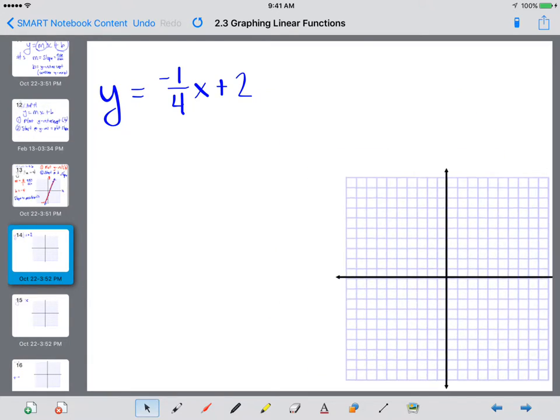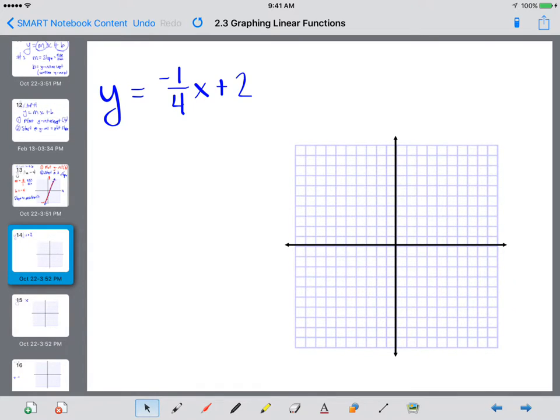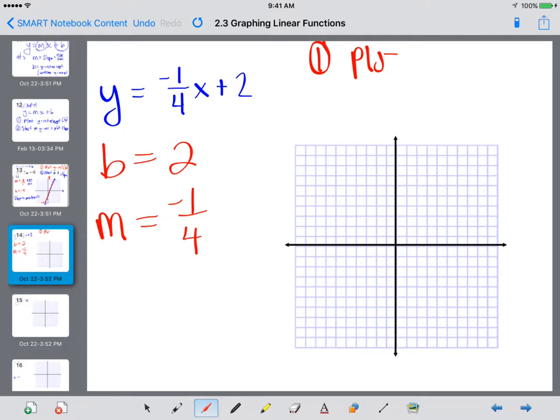Let's graph this line. We have y equals negative 1/4 x plus 2. So my y-intercept b is 2. Slope is negative 1 over 4. So now we're going to have a negative slope. So step 1, we need to plot the y-intercept, or the b. So I need to plot where y is a positive 2. So I go along the y-axis, I start at 0, 0, and I count up 2. There's my y-intercept of 2.